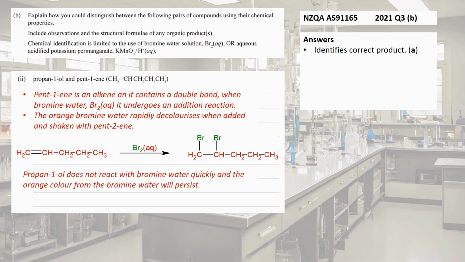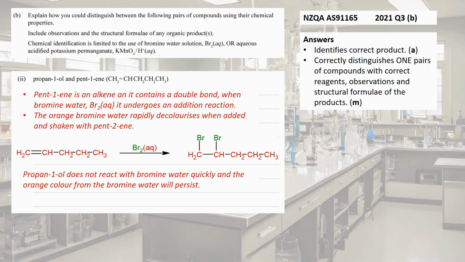So answer, did we identify the correct product? Yep, we've drawn that down here. Look, it's really important to make sure that it was a double bond, so I have to put 2 bromine atoms there, one on either carbon where the bond was broken, and distinguish one pair of compounds. So when it says one pair of compounds, this was a multiple question, and bromine water was just part of it. But we have distinguished here the propane-1-ol and the pent-1-ol, and we've talked about the observation and the formula involved. So we've got both achieved in the merit point.